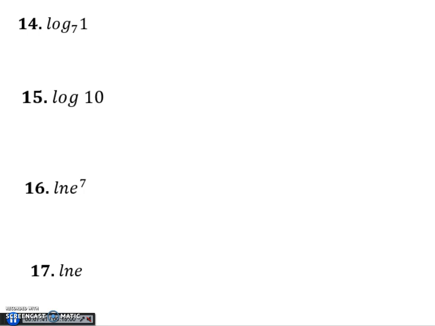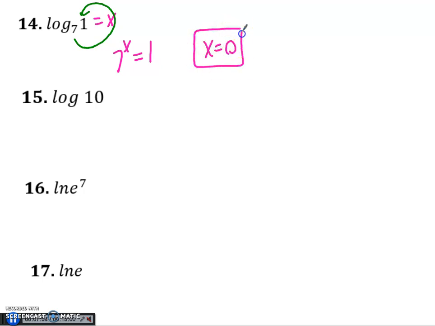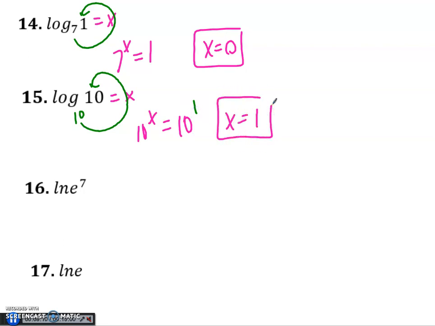Okay, same sort of stuff. Let's continue on. Set that equal to x. Roll it. 7 to the x is equal to 1. Any number raised to a power, how do you get that to be 1? Is x equals 0. 7 to the 0 power will give me 1. Okay, let's set that equal to x. And so you're like, okay, that's 10. 10 to the what power is equal to 10? That would be to the 1st. X equals 1.